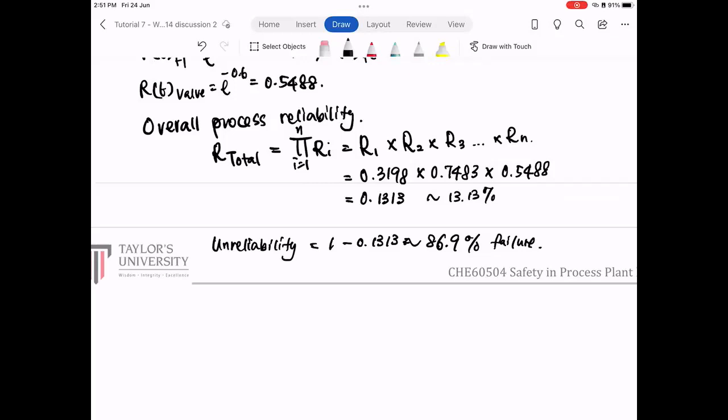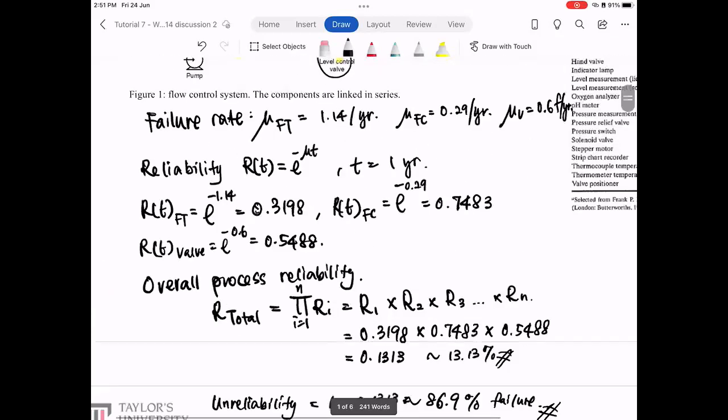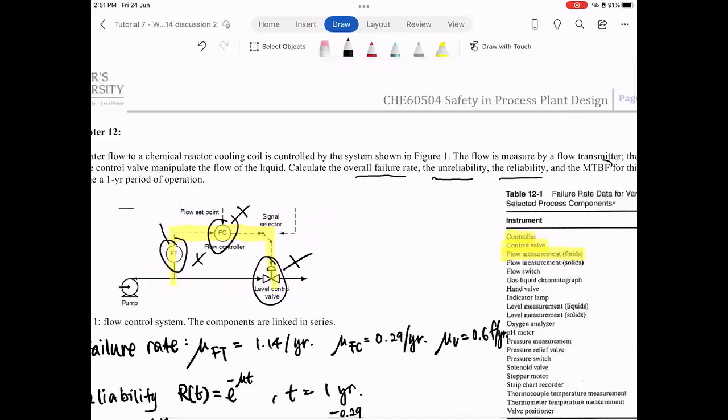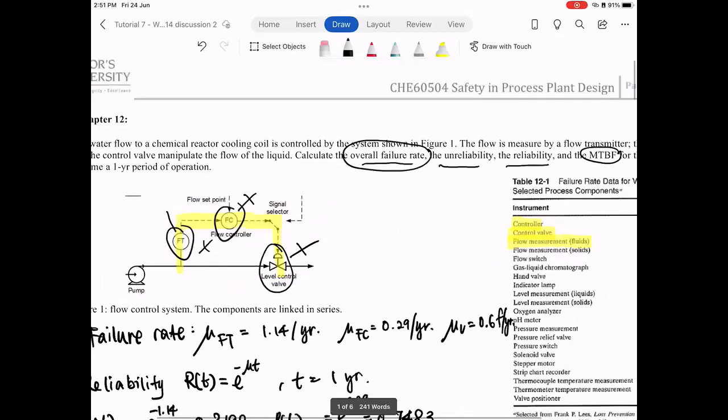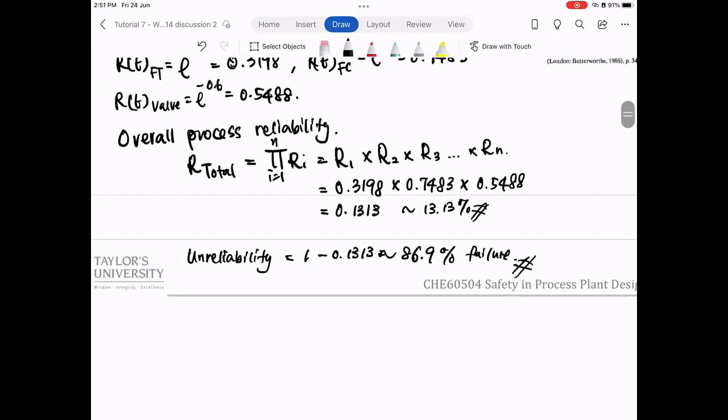Okay, so we have reliability here 13.3%, 86.9% unreliable. So it answers the questions. The overall failure rate is, okay, we haven't come to that yet because we have to translate back into the mu. We have the unreliability, the reliability, and the mean time before failure. We are going to calculate these two, the overall failure rate. So now we have the overall unreliability value.